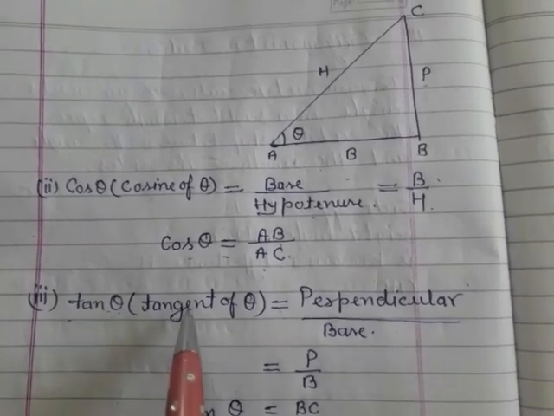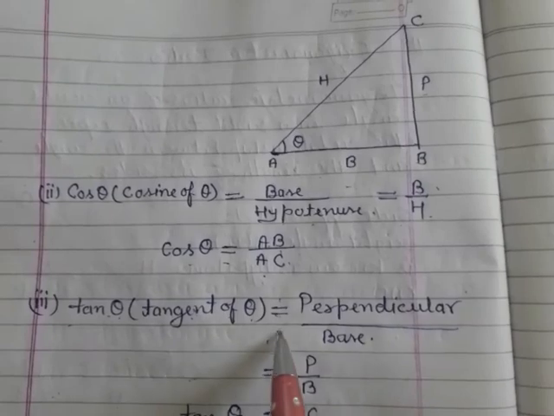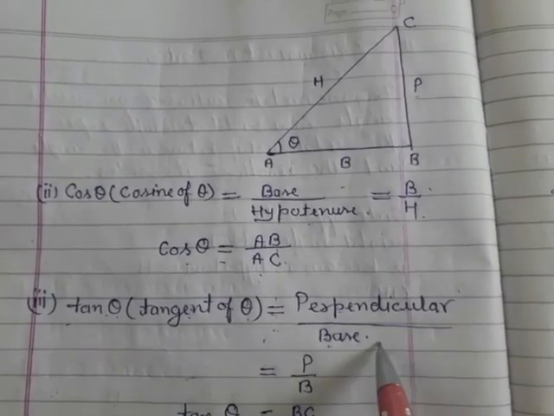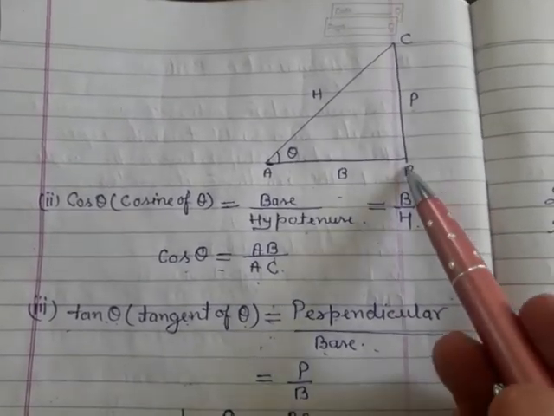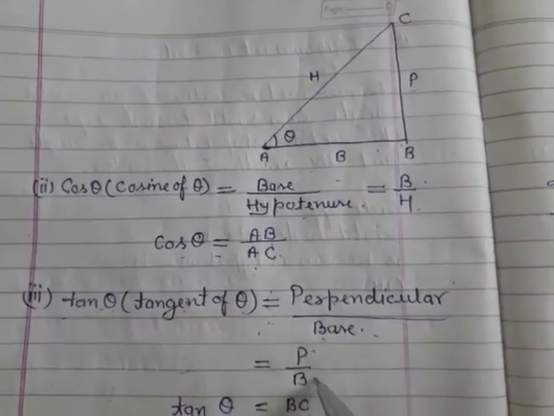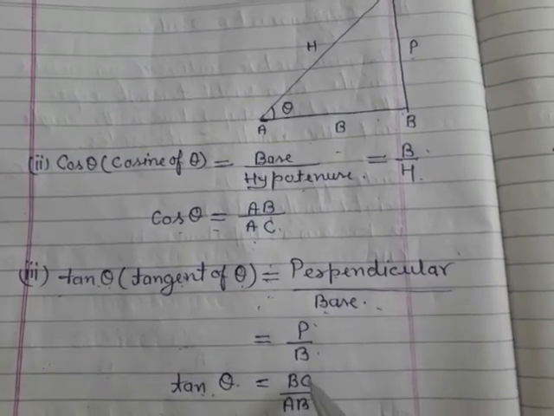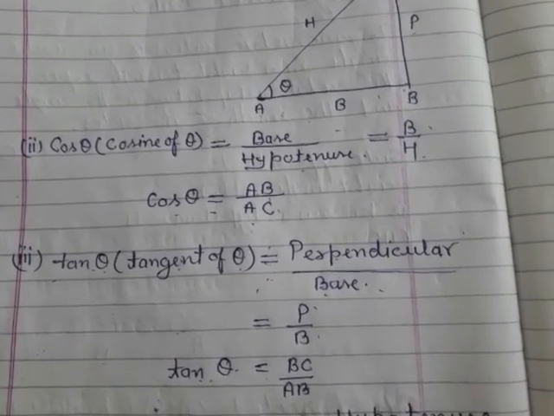Now the third, tan theta, the tangent of theta. Tangent of theta is equal to perpendicular upon base. Perpendicular here is BC and base is AB. P by B, this is right. So tan theta is equal to BC upon AB.